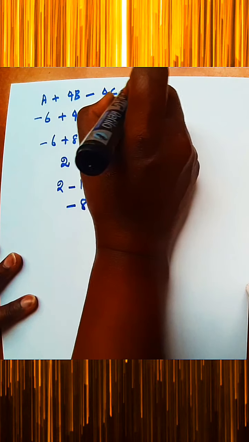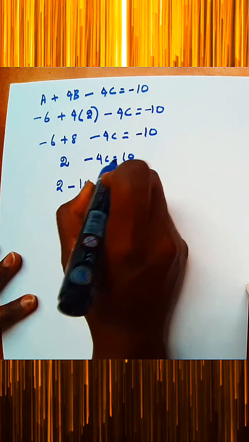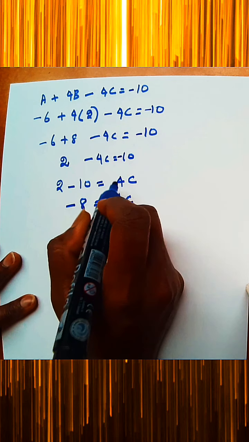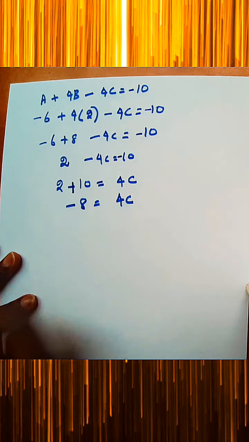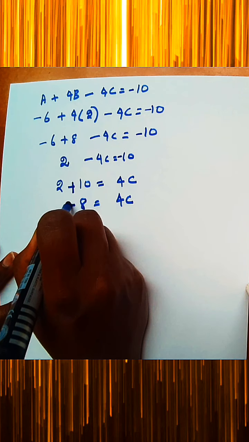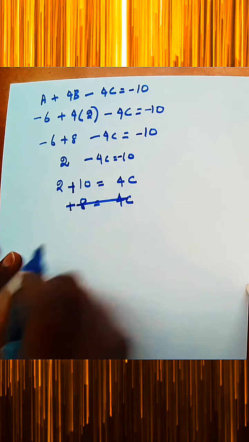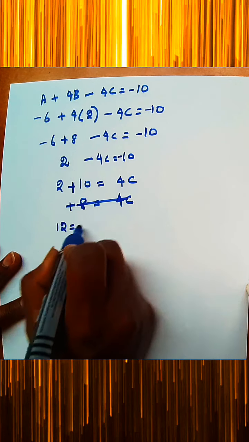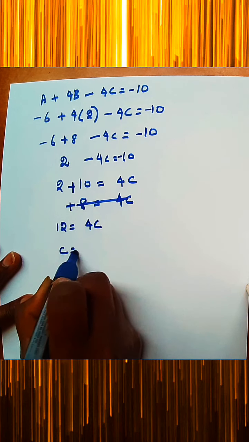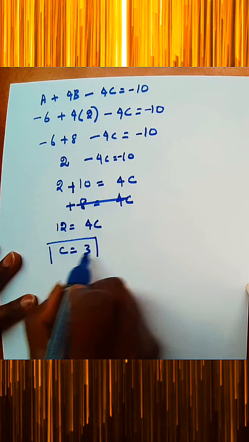Okay, see, I made a mistake here. It is minus 10. Equation 3 is minus 10. So minus 10, if it comes to the other side, becomes a positive sign. So 10 plus 2 will give you 12 is equal to 4c. Your value of c will be equal to 3.